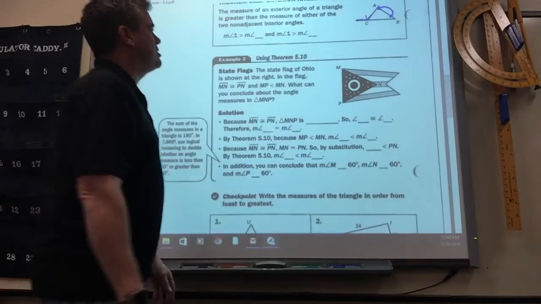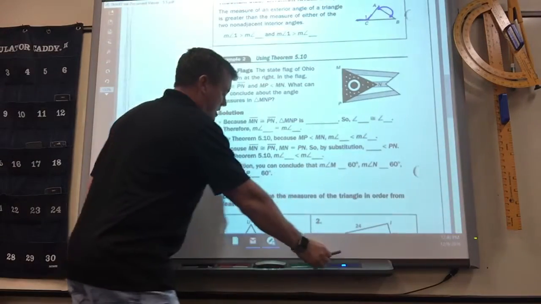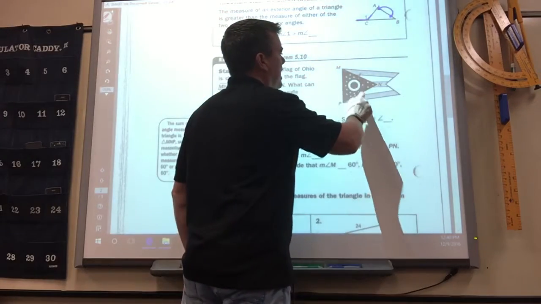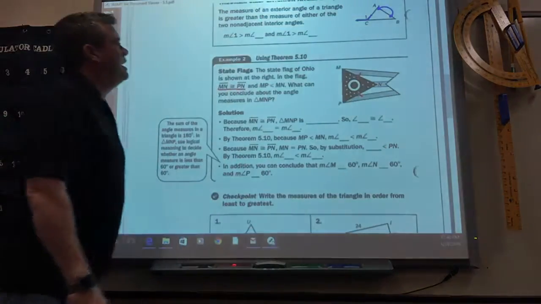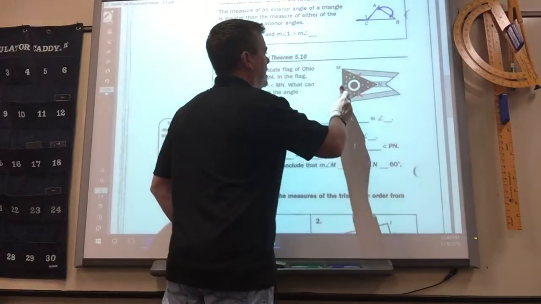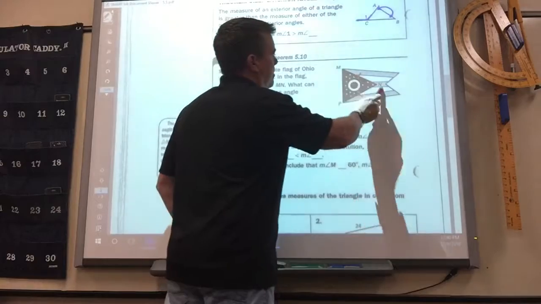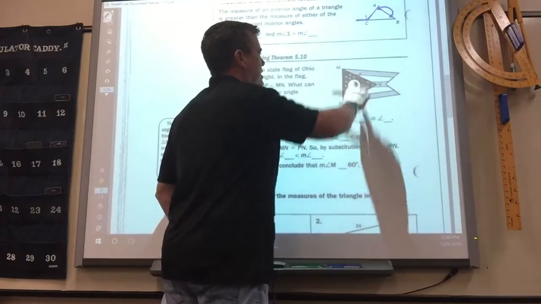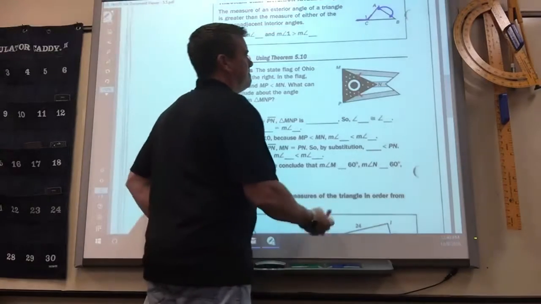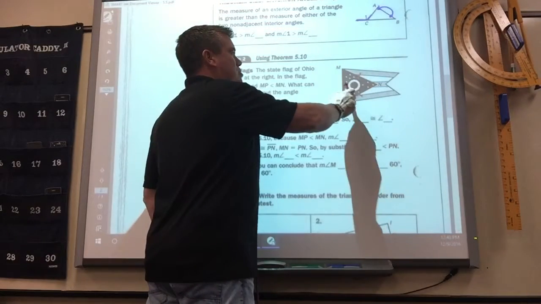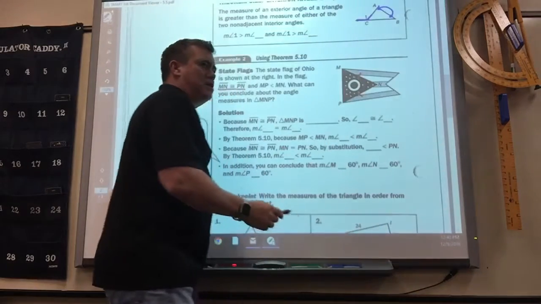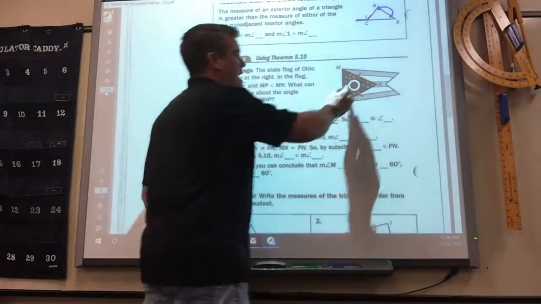So here's one of the pictures. It tells us that MN and PN are congruent. That equals that. And that side MP right here is less than MN. So this side is shorter than these two. So what can you conclude about the angle measures? Since this is shorter than these two, what's the smallest angle? And N is the smallest.